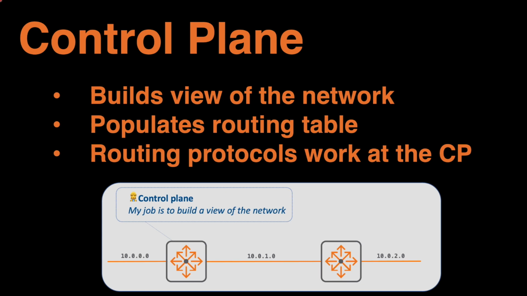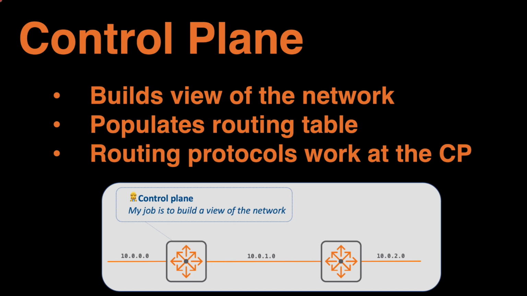Now, the control plane is the part of the layer 3 node's architecture which is concerned about the view of the network. So in the control plane, this is what populates the routing table. So it's not concerned with just the forwarding of the traffic. It's about getting visibility of the network. The routing protocols work at the control plane.